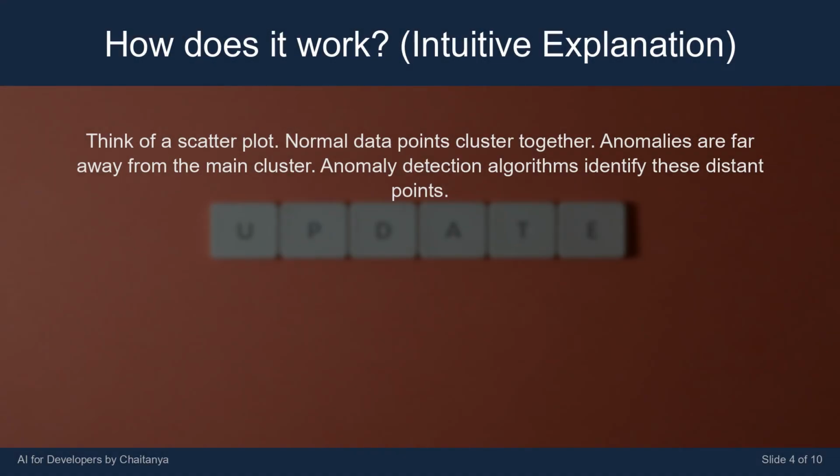Think of a scatter plot. Normal data points cluster together. Anomalies are far away from the main cluster. Anomaly detection algorithms identify these distant points.